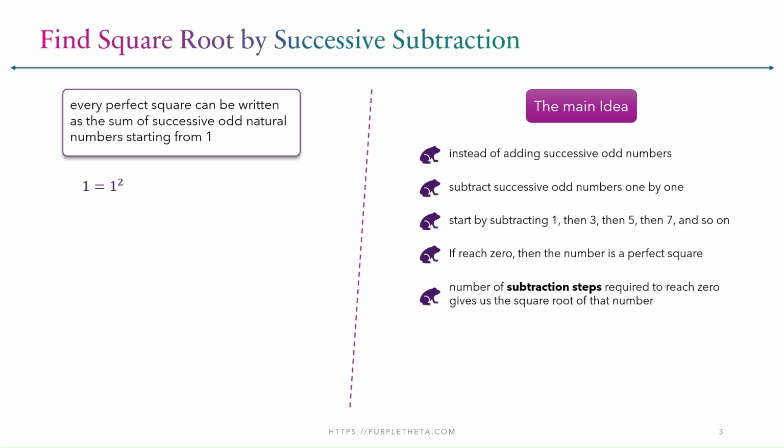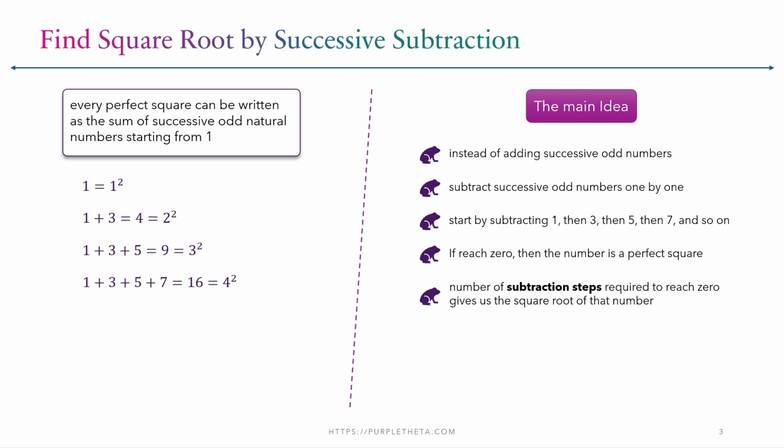For example, 1 is 1 square. When we add 1 and 3, we get 4, that is 2 square. When we add the first 3 odd natural numbers, that is 1, 3 and 5, we get 9, that is 3 square. And when we add the first 4 odd natural numbers, 1, 3, 5 and 7, we get 16, which is 4 square, right?